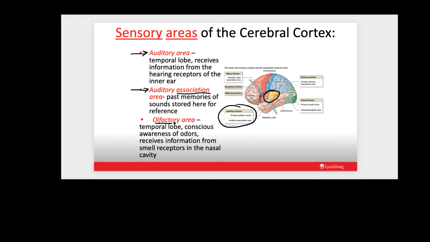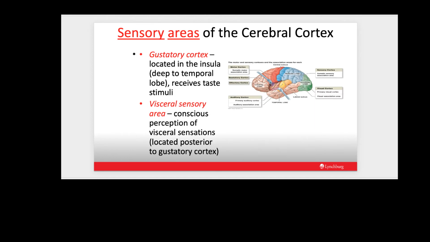We also have the olfactory area, and olfactory means smell. This is our sense of smell, and this is also going to be in our temporal lobe. This is our awareness of odors or smells. We're going to have olfactory receptors in the nose that convey that information to the temporal lobe, to our olfactory cortex. We have the gustatory cortex, and this is basically taste. This is taste information.